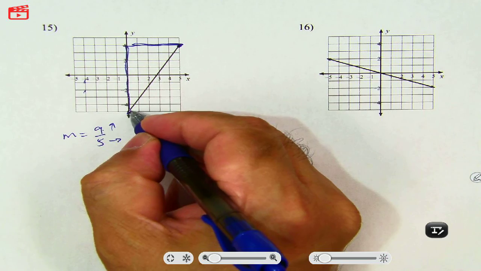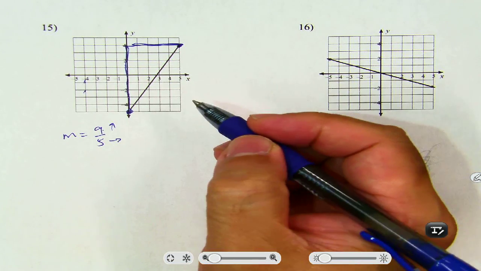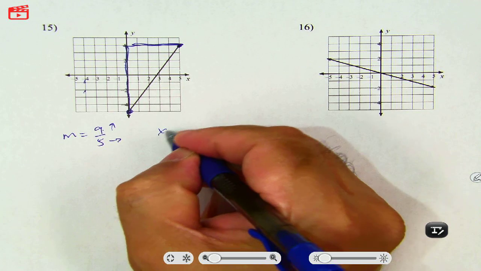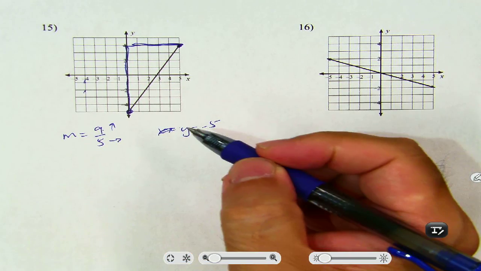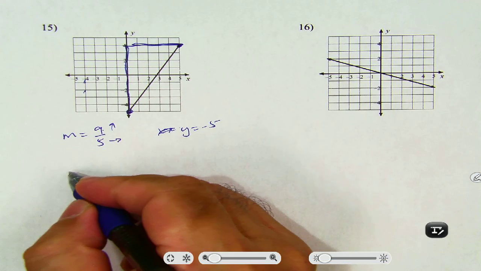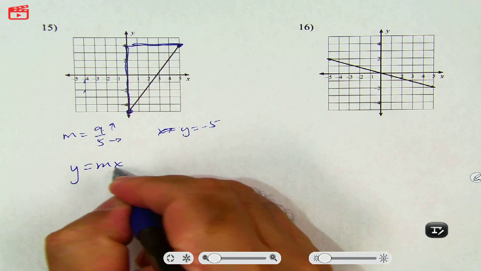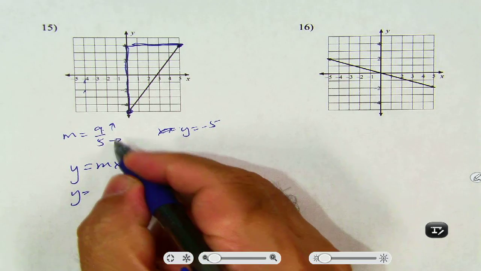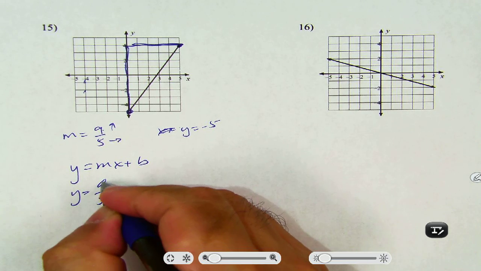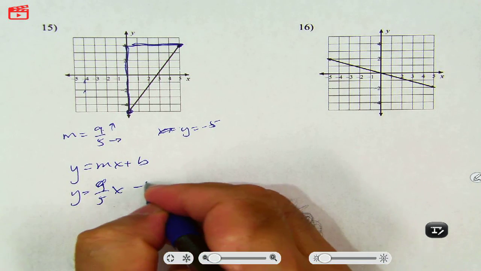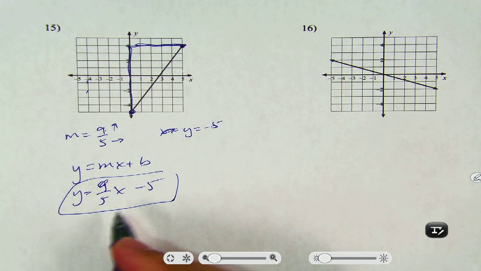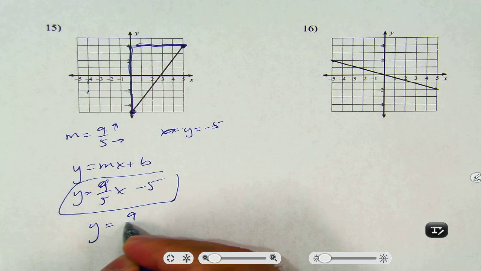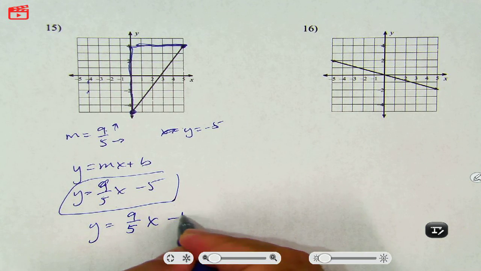And then it crosses the y-axis at y equals -5. So if I'm doing y equals mx plus b, I could just do y equals 9/5 x minus 5, and that's the answer to number 15. Can you read that? Let me write it again. y equals 9/5 x minus 5.